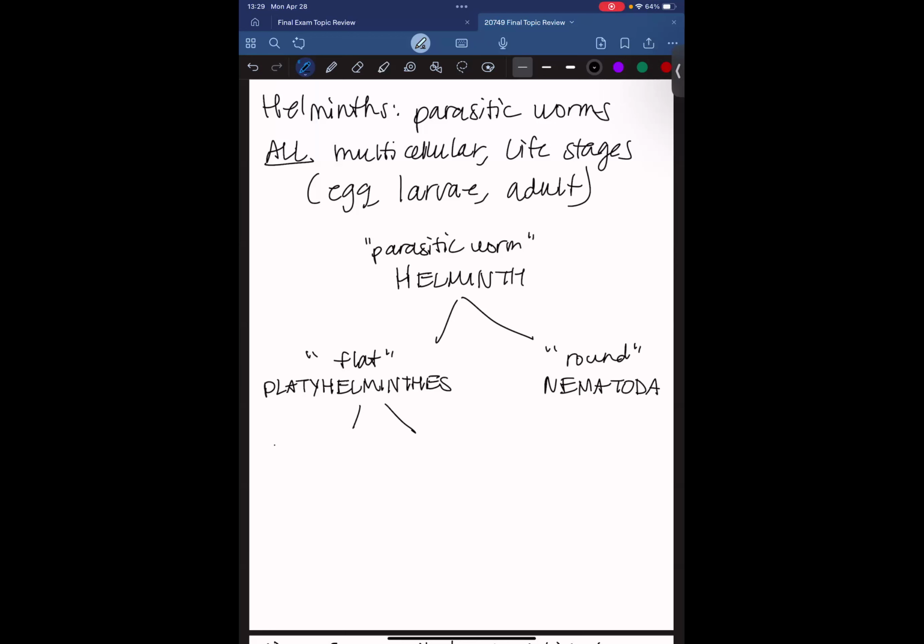All right. The platyhelminthes are separated into two categories. These will be the tapeworms and the flukes. Tapeworms are known as cestoda, and the flukes are known as trematoda.